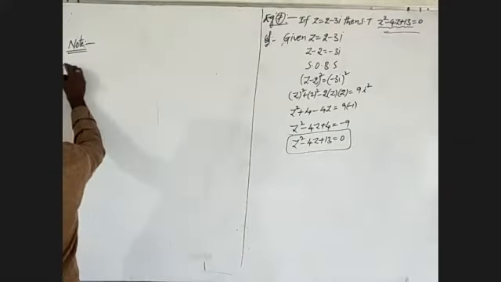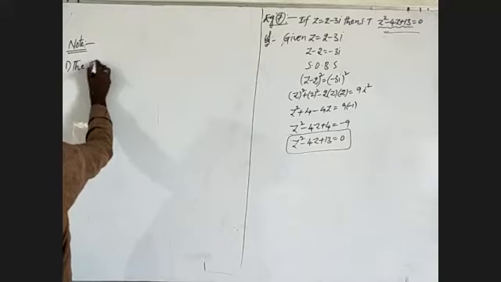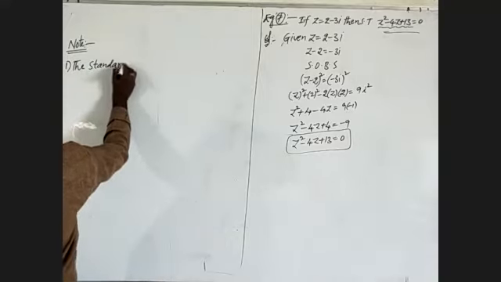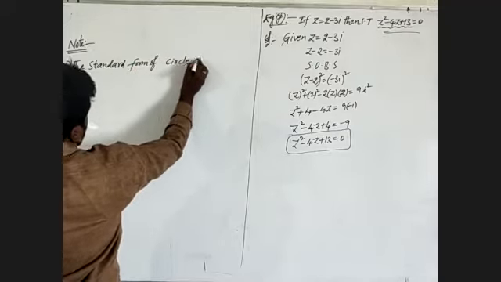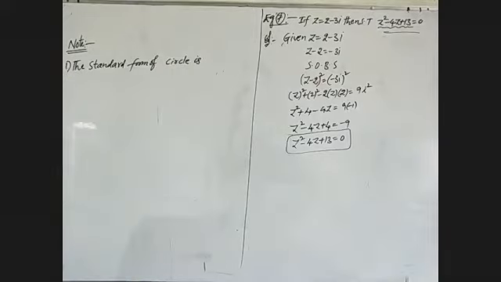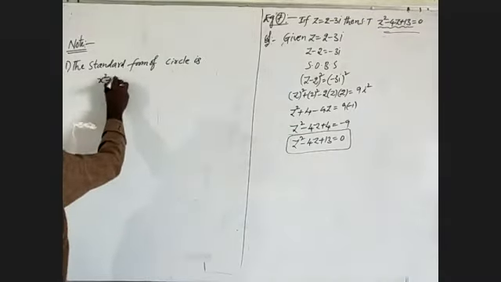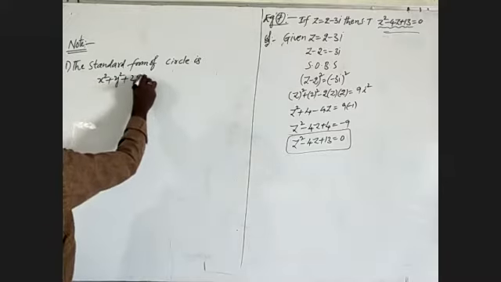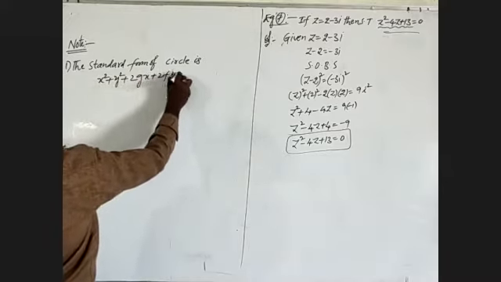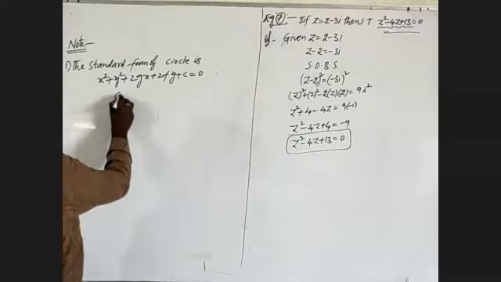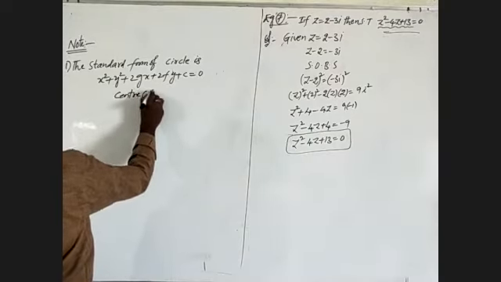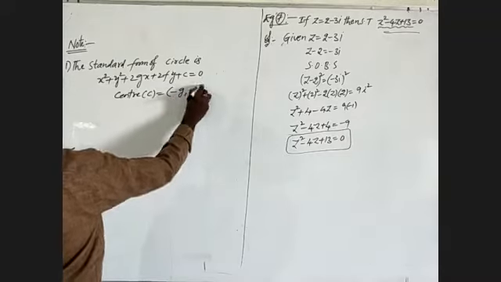What is the standard form of a circle? That will be written as x square plus y square plus 2gx plus 2fy plus c is equal to 0. The standard form of circle is x square plus y square plus 2gx plus 2fy plus c is equal to 0, where the center C is minus g comma minus f.